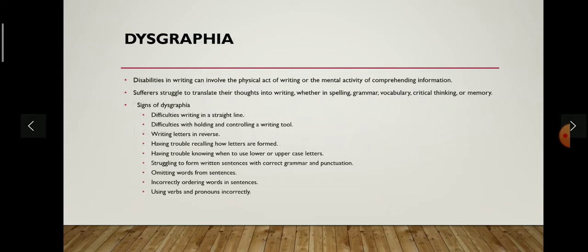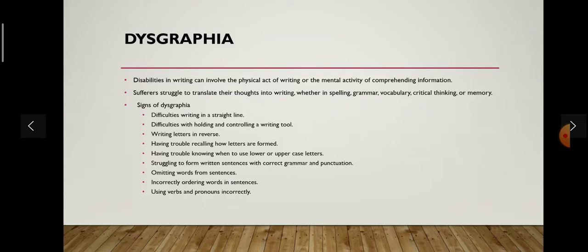Next is dysgraphia. Dysgraphia, a disability in writing, can involve the physical act of writing or the mental activity of comprehending information. So dysgraphia mainly involves problems in writing.